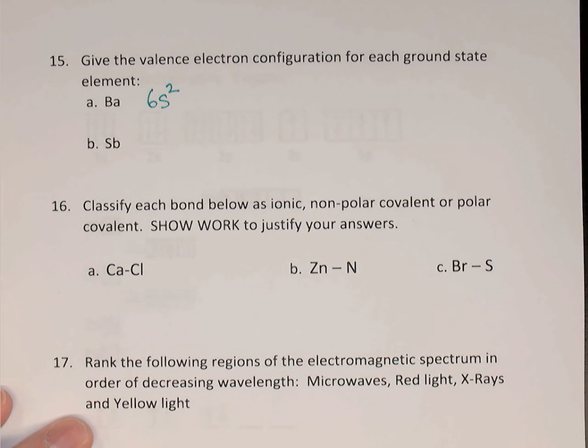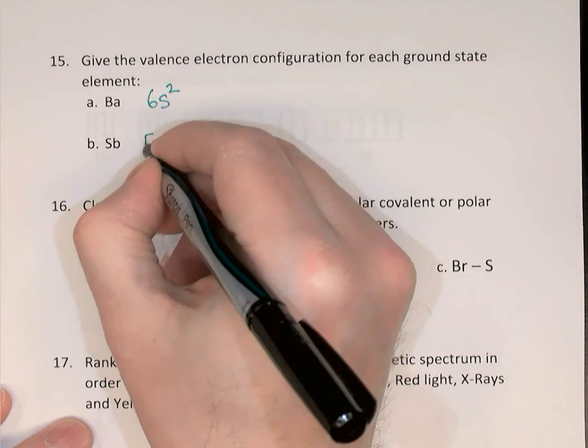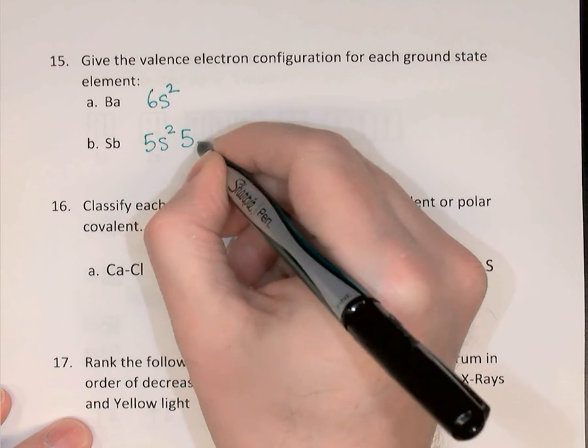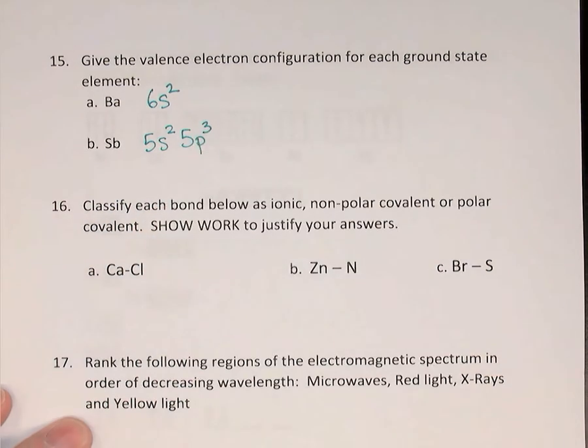Antimony, Sb, is in row 5, and so its valence level is level 5. If you look at antimony's position on your periodic table, you'll realize it's going to end in 5s2, 4d10, and 5p3. If you only include the part that was on level 5, 5s2, 5p3. There's its valence configuration.